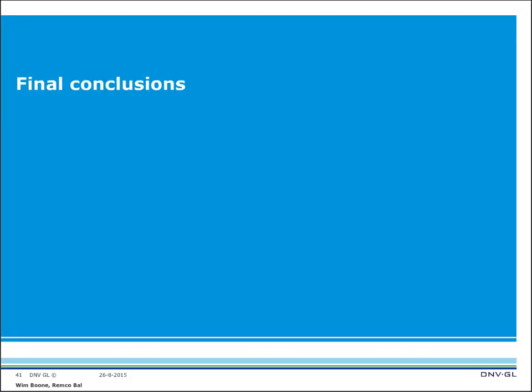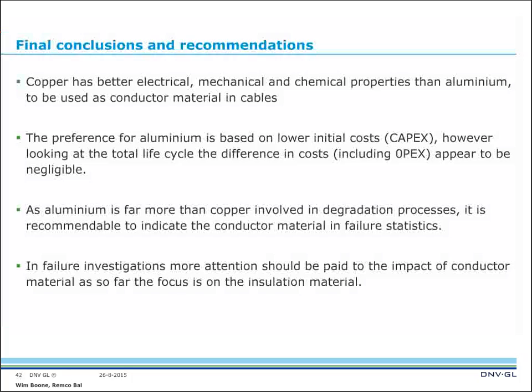So now we want to have some final conclusions of part 1 and part 2 together. As we heard from the first part, copper has better electrical, mechanical, and chemical properties than aluminum as a conducting material in cables. What we found is that the preference for aluminum is based on the lower initial cost, CAPEX. However, looking at the total life cycle, including the OPEX, the difference in cost appears to be negligible.